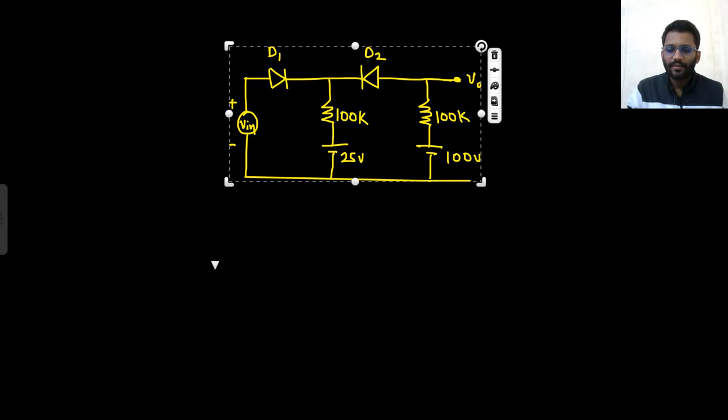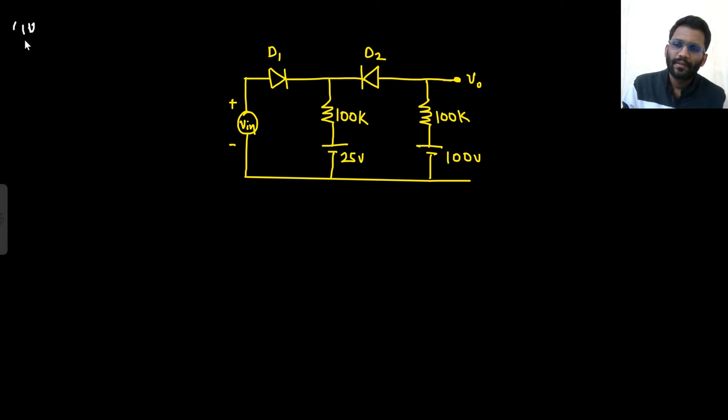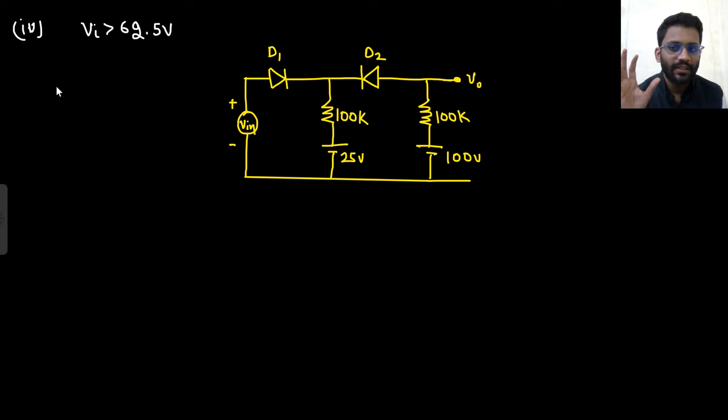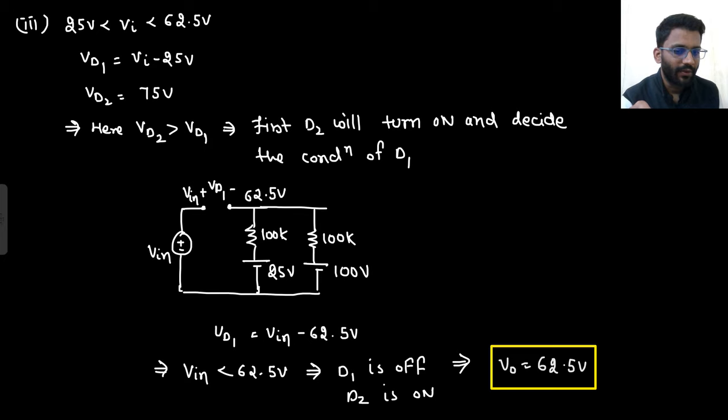The condition we are writing, that is the fourth one, that when Vin is greater than 62.5 volt, D1 will turn on and D2 will turn on. So again, we will not forget our ground rules. Our ground rules are open circuit test. So Vin minus 25 and VD2 is 75. So again, who is the boss? D2 is the boss. So first D2 will turn on and decide the condition of D1. Then we know from the previous analysis that D1 will also turn on, right?